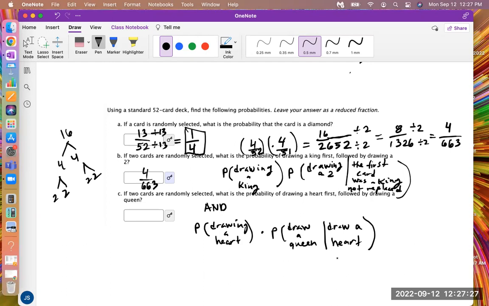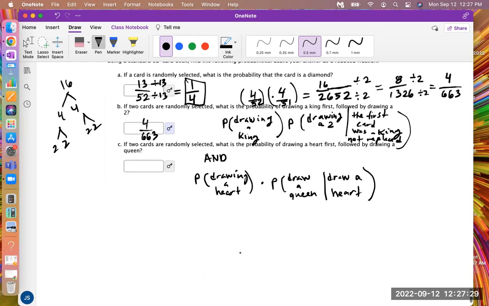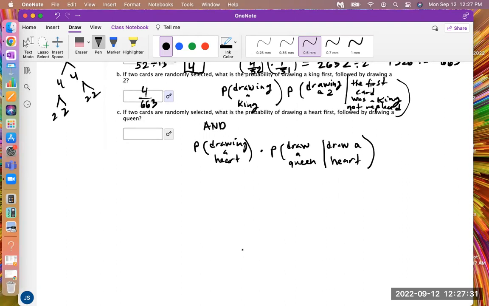So really, when we look at this problem, it's better to find the probability of 2 different events and think of it as different. Okay, we're going to find the probability that we draw a non-queen heart.